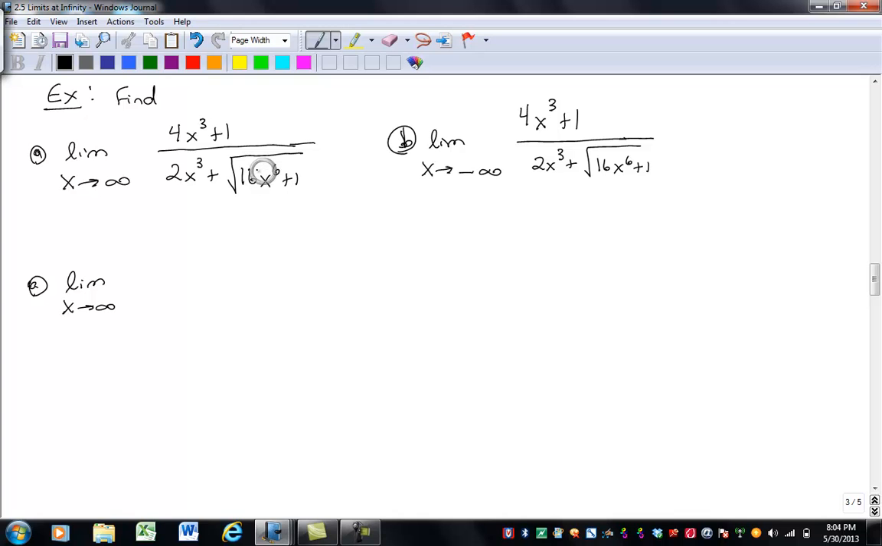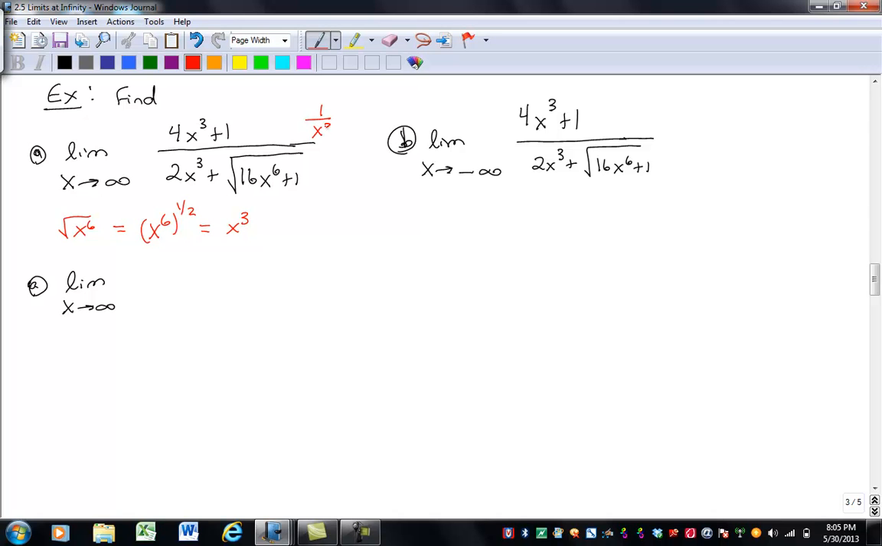And they say, well, what's the highest power here? Well, this is x to the 6th, and it's the square root. Well, what would the square root of x to the 6th be? The square root of x to the 6th would be x to the 6th to the 1/2 power. That's what the square root is, the 1/2 power. And you multiply when you take the power of a power, you get x to the 3rd. So the square root of x to the 6th becomes x to the 6th to the 1/2, which is x to the 3rd, which is also the highest power. So in here, the highest power is x to the 3rd.